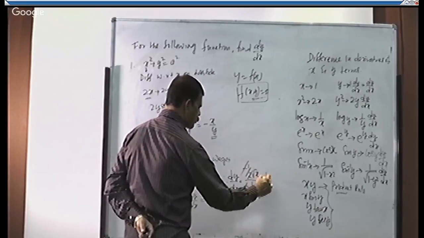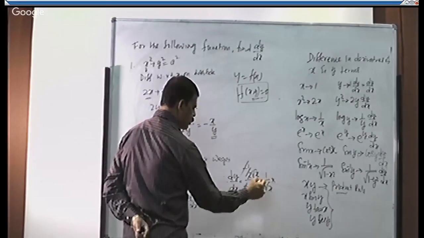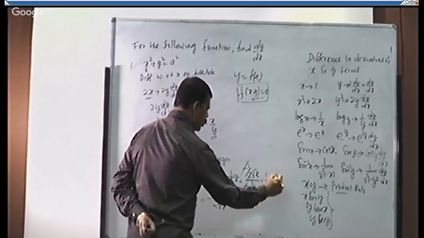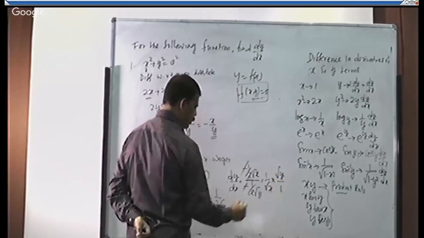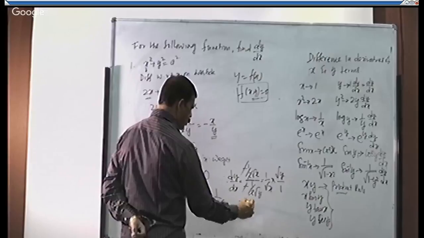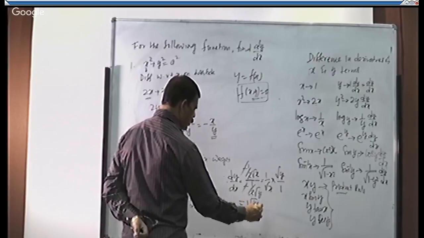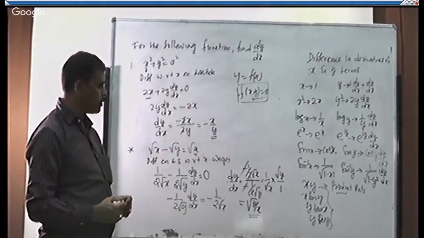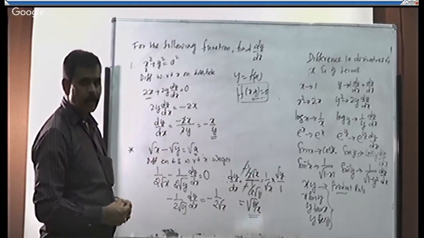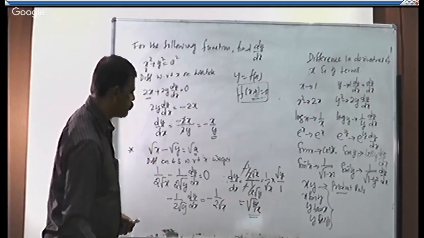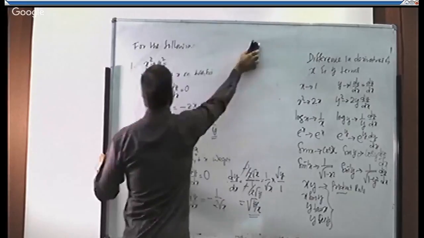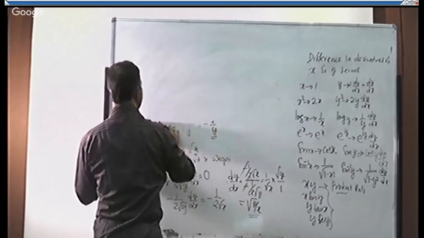1 by root x into 1 by root y. If I make it into a product, it becomes what? Root y divided by 1. Finally, it is root of y divided by x as the answer. dy by dx is equal to what? Root y divided by root x. You can write it as root of y by x. This is known as implicit function differentiation.